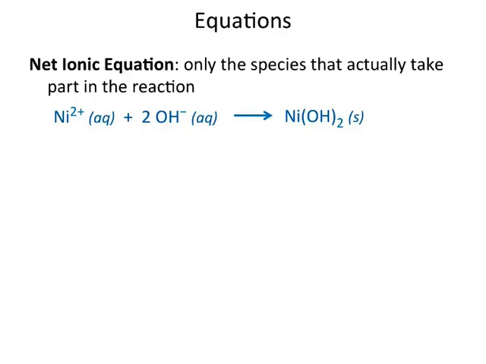We'll write a net ionic equation where only the species that are actually taking part in the reaction are represented. So the nickel 2 plus and the 2 hydroxide anions make nickel hydroxide solid. This is the part that's changing left to right in this reaction, and so this is the part that we want to include when we're talking about the net ionic equation. Remember, net means summed up. So the sum, the overall outcome of this is, here you go.